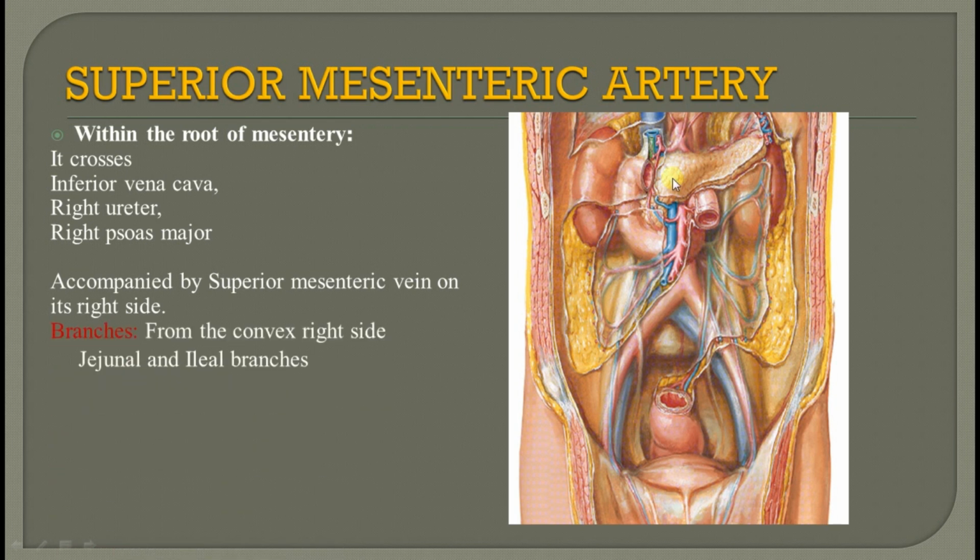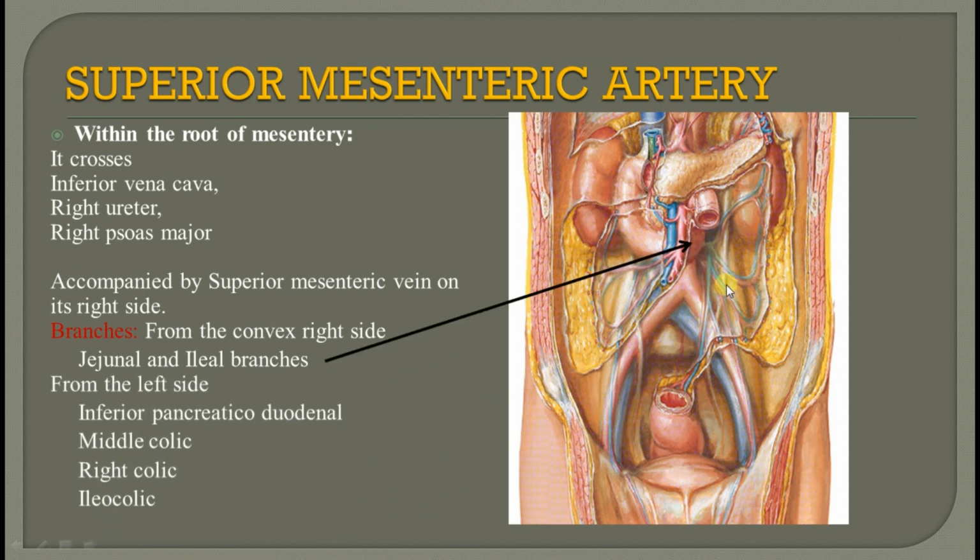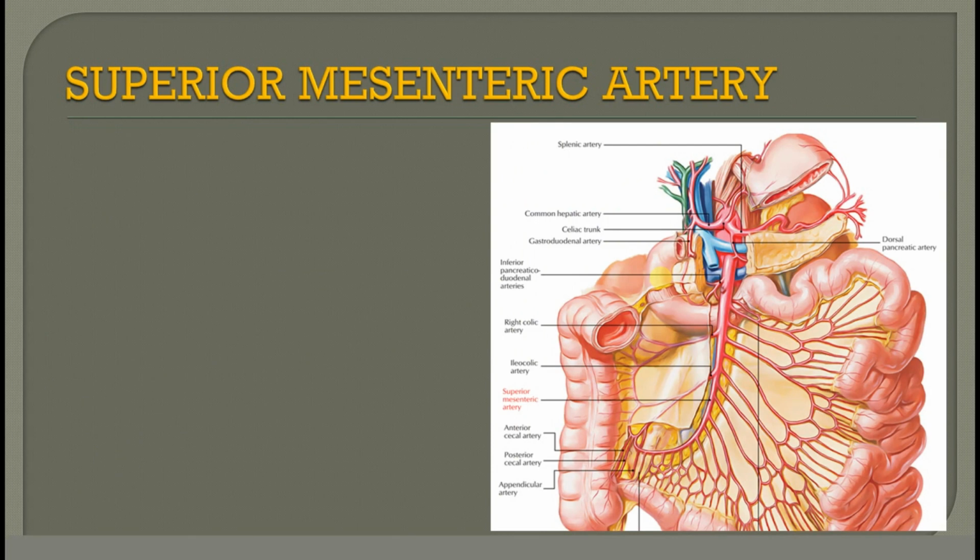From the convex left side, jejunal and ileal branches. These short branches are actually jejunal and ileal branches. Towards the right side, which is concave, it gives mainly branches. The first branch will be the inferior pancreatico-duodenal. Then it will give right colic, middle colic, and ileocolic arteries. So let us understand these branches one by one.